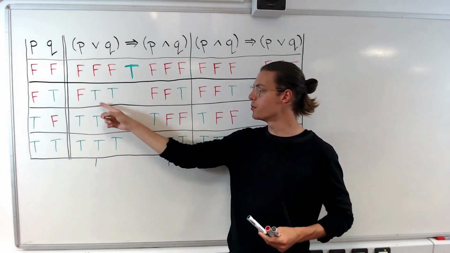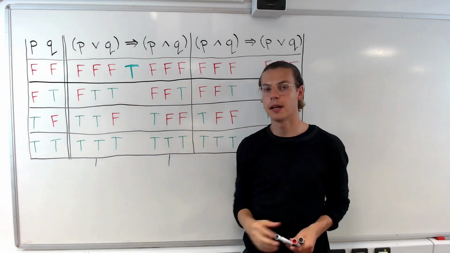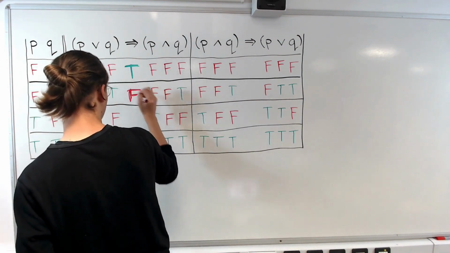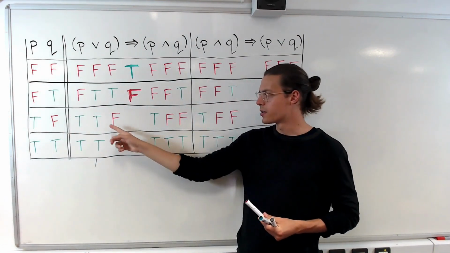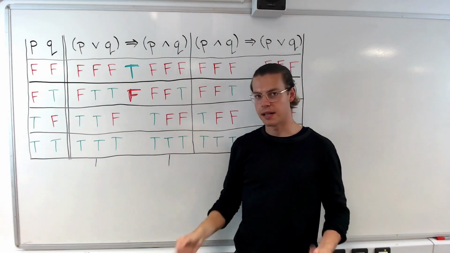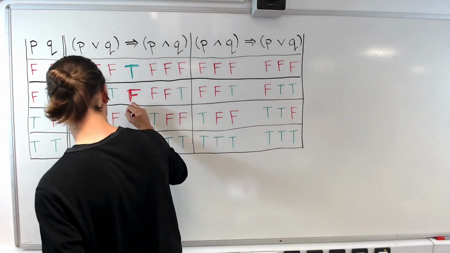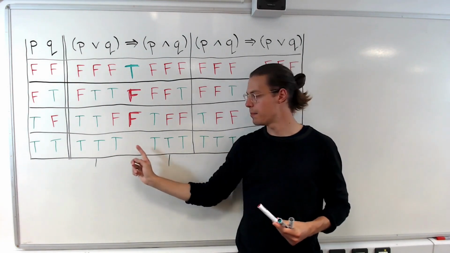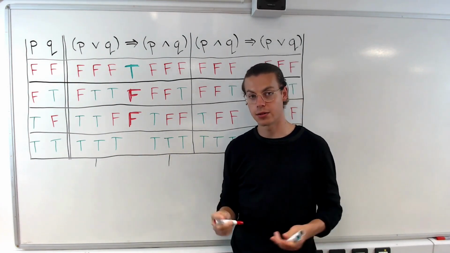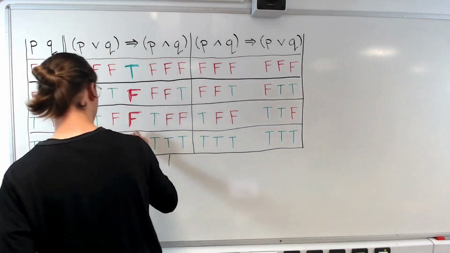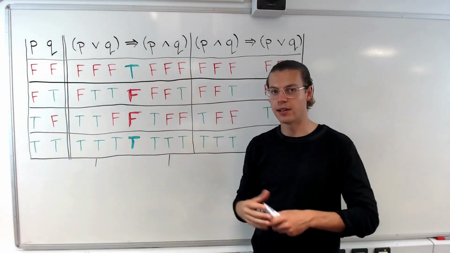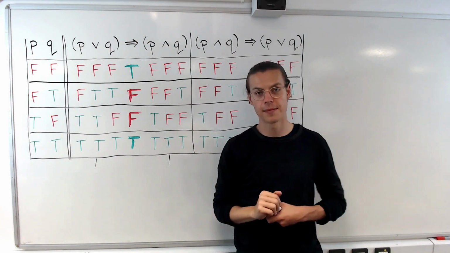Next, we have true implies false. Well, that's false. Again, true implies false is false. And lastly, true implies true is true. And those are the truth values for our first formula.